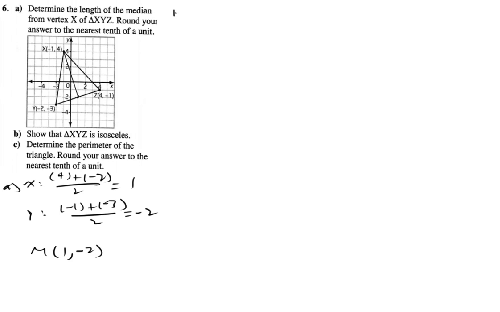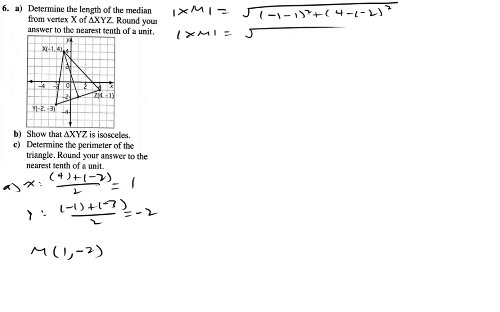So we get the length of XM to be equal to the square root of, we have -1 minus 1 squared plus 4 minus -2 squared. So those take care of the side lengths there, right? And if we expand further, we're going to get -2 squared, which is equal to 4, and then we're going to get 6 squared, which is going to be equal to 36. So the length of XM is going to be equal to the square root of 40. Plugging that into a calculator, you're going to get around 6.3 units.